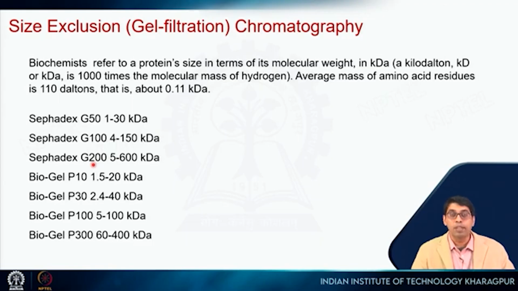So, depending on your expectation that okay, I will have a mixture of proteins which will be in the range of 10 kilodalton to 100 kilodalton, you will go for a column like this, right, or a column like this, okay.